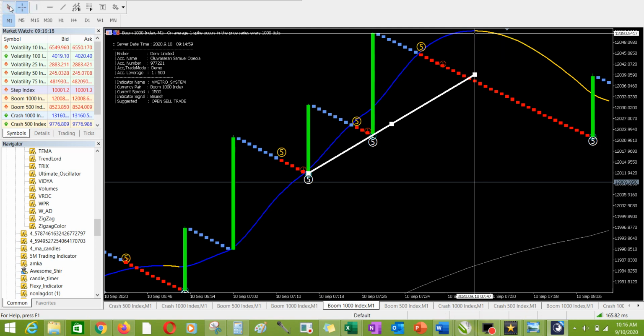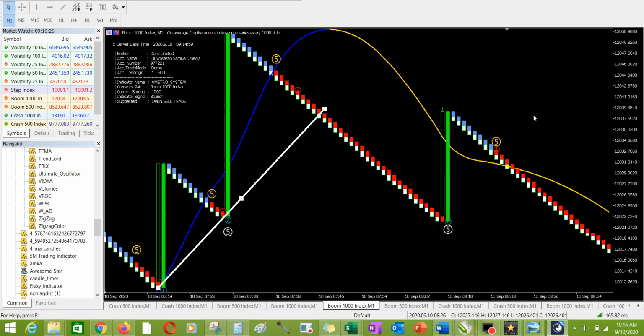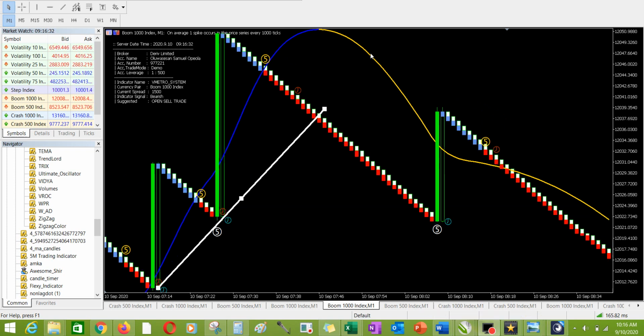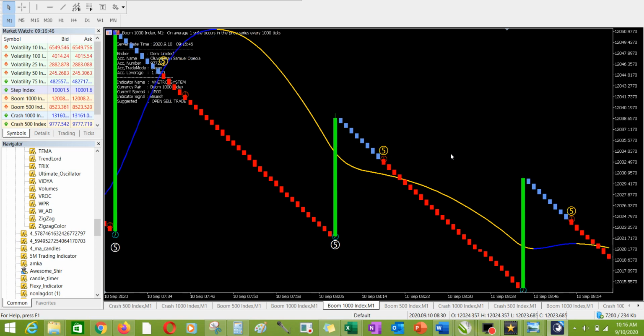I'm just using that to explain a bit, just for you to know the way it works. You can see that once it turned to yellow, it went down. Though there is this spike coming up, the yellow line is still there, which means it will still go down.